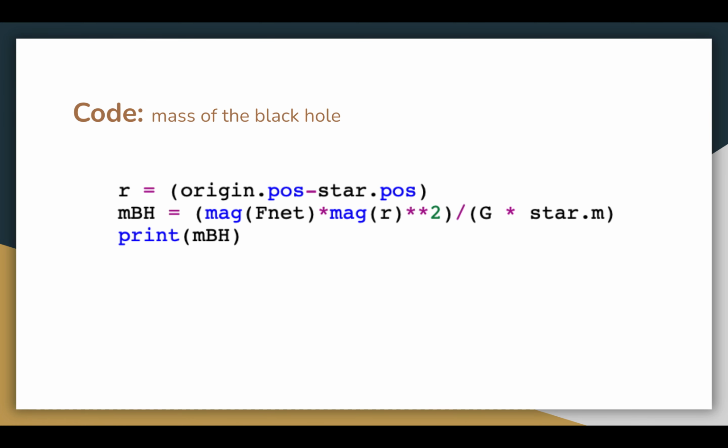To get the code to actually calculate the mass of the black hole, I simply embedded the equation into the code that we derived earlier from the gravitational law and Newton's second law. We have the magnitude of the net force times r squared divided by the gravitational constant times the mass of the star. The magnitude of the net force is interchangeable with the magnitude of the change in momentum over time, which is where we see Newton's second law applied firsthand.